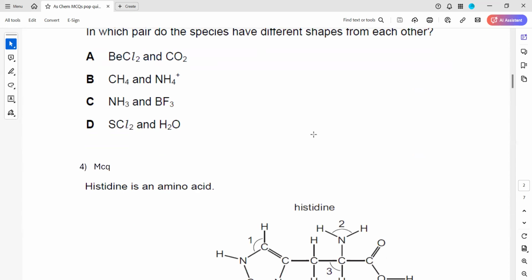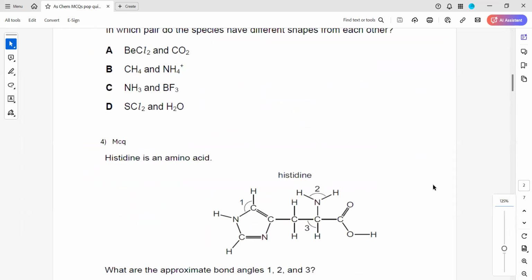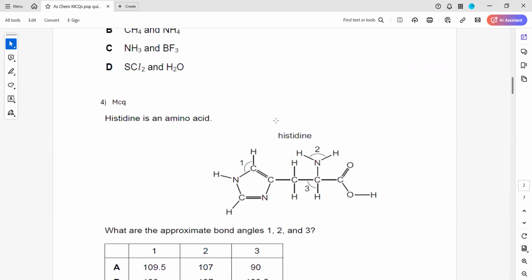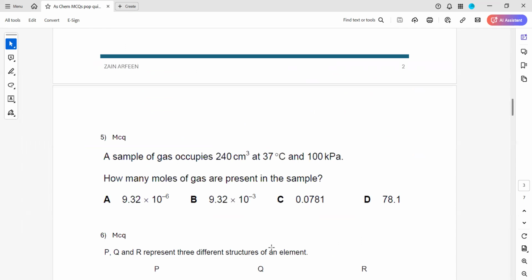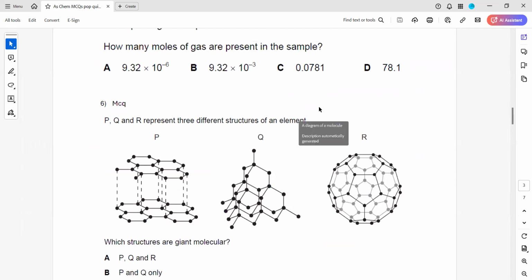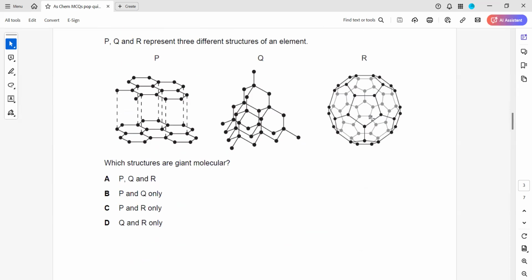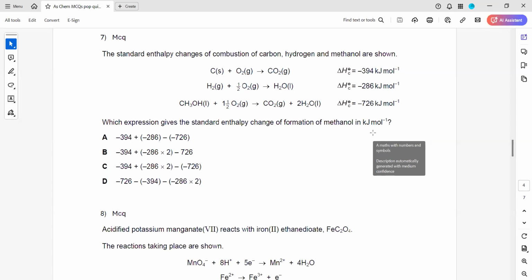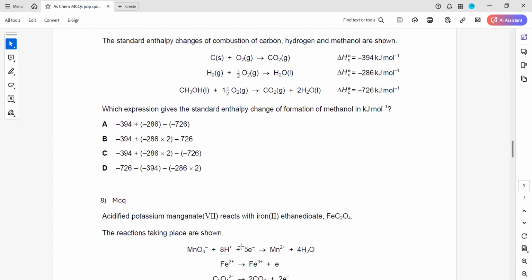Question 3, 4, any doubt? Question number 3 or 4. Question 3, 4. Okay. Question 5 and 6, any doubt? Question 5, 6. Question 7. Question 7 and 8. Okay.